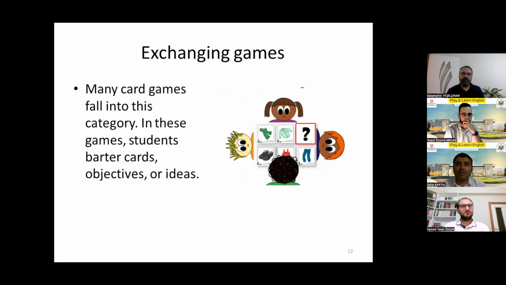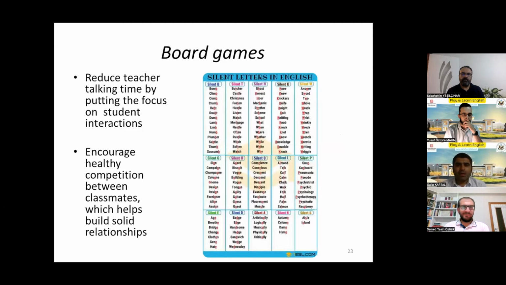Exchanging games, actually many card games can be called exchanging games. And here students exchange cards, objectives, and ideas. And board games, of course, when you make use of a board game in the classroom, it reduces teachers' talking time by putting the focus on student interactions. This is one of the goals, actually, right? And it encourages healthy competition between classmates, which helps build solid relationships.